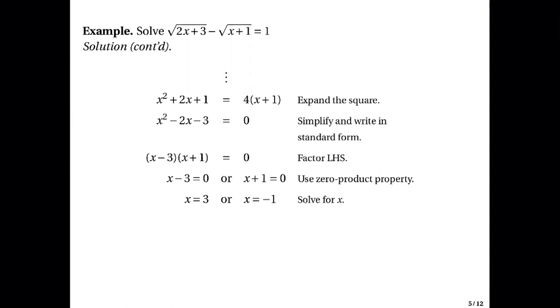And now we have two values for x. We check if these two values are actually solutions. So when x equals 3, you have square root of 2 times 3 plus 3 minus square root of 3 plus 1. You have square root of 9 minus square root of 4. So 2 times 3, that's 6, 6 plus 3, that's 9. And here, 3 plus 1, that's 4. And therefore, you have 3 minus 2, which is equal to 1.